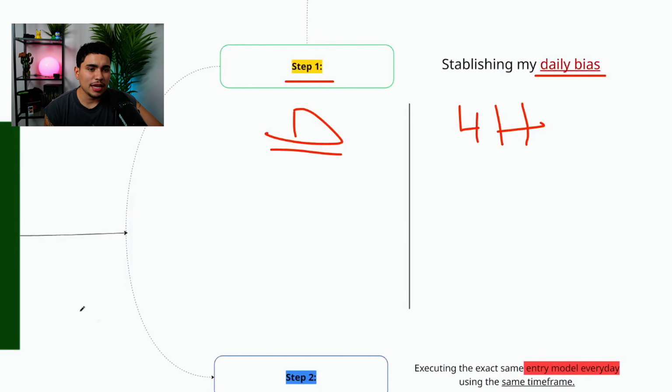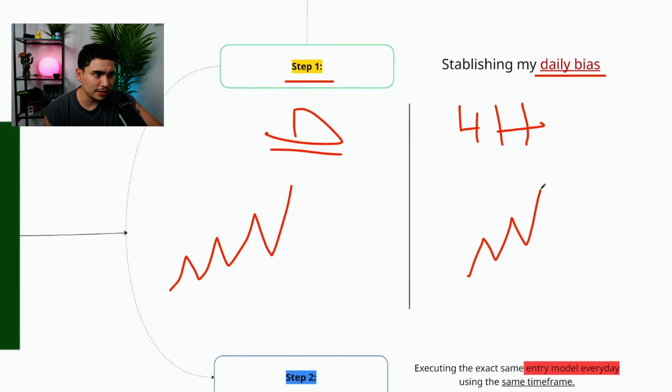So as you guys know, let's say in this example, we're looking at a bullish market. What we're going to be seeing is the following: higher highs and higher lows being created. All right. And if the daily and the 4-hour are doing the exact same thing, creating higher highs and higher lows, then both of them together are going to make a bullish chart. So our daily bias is going to be bullish.